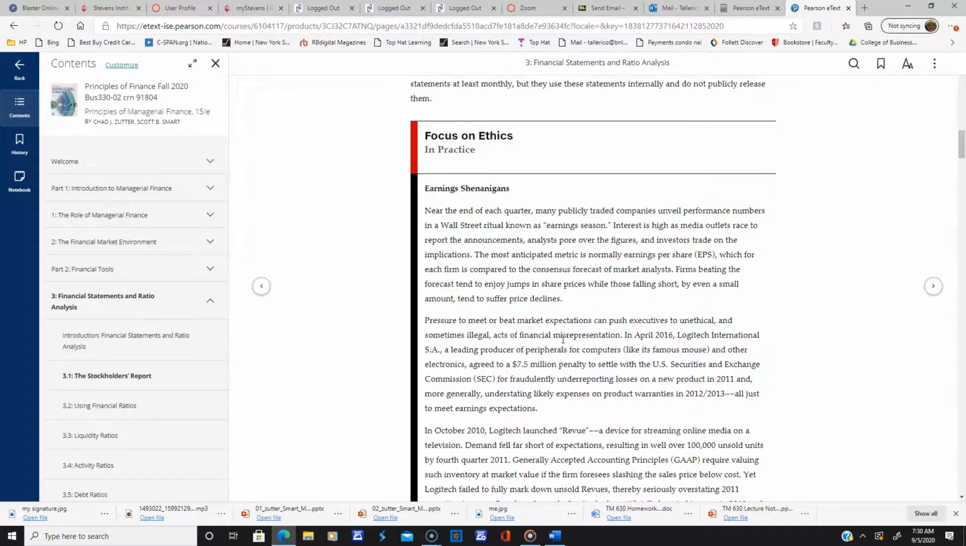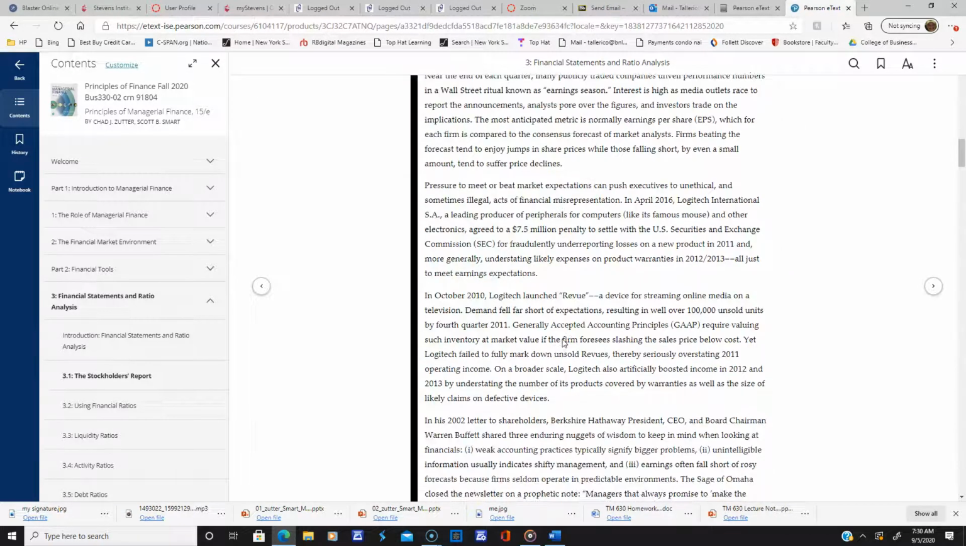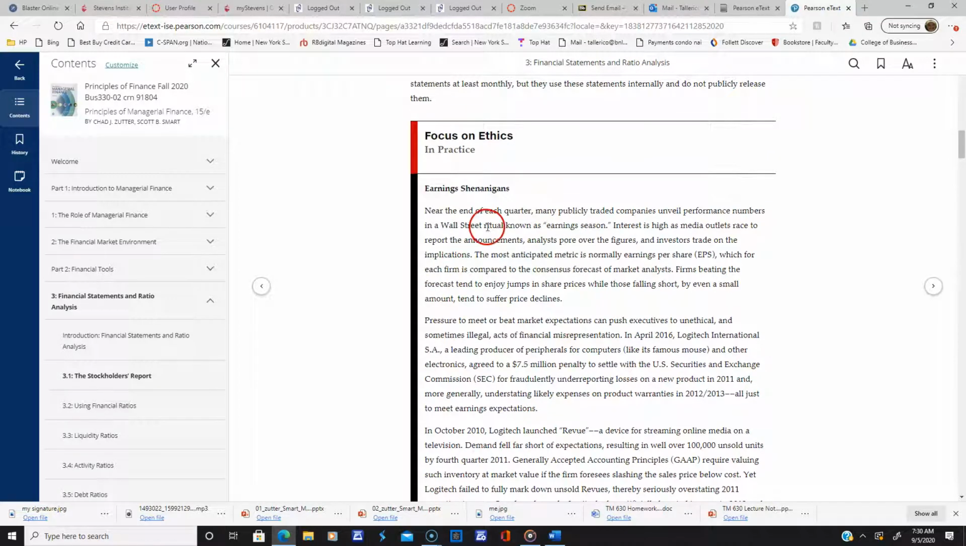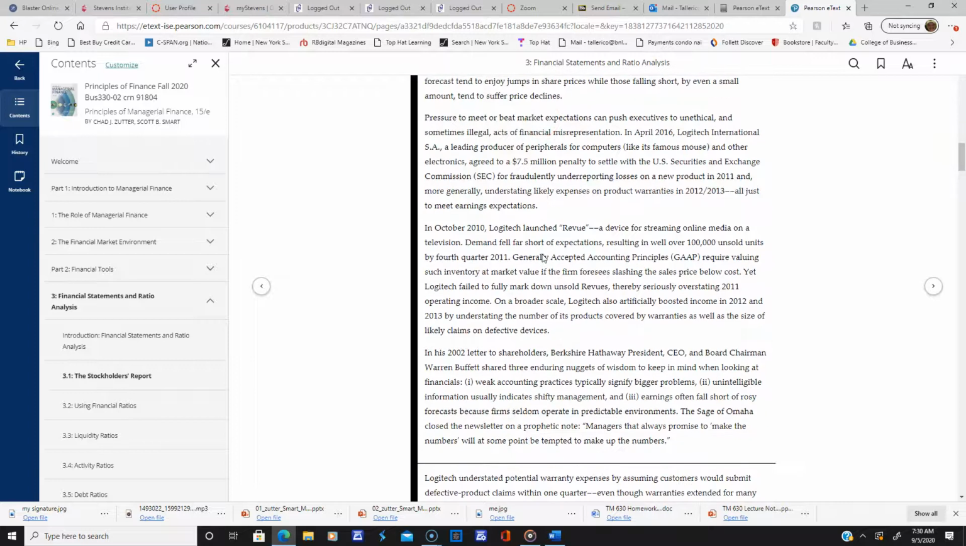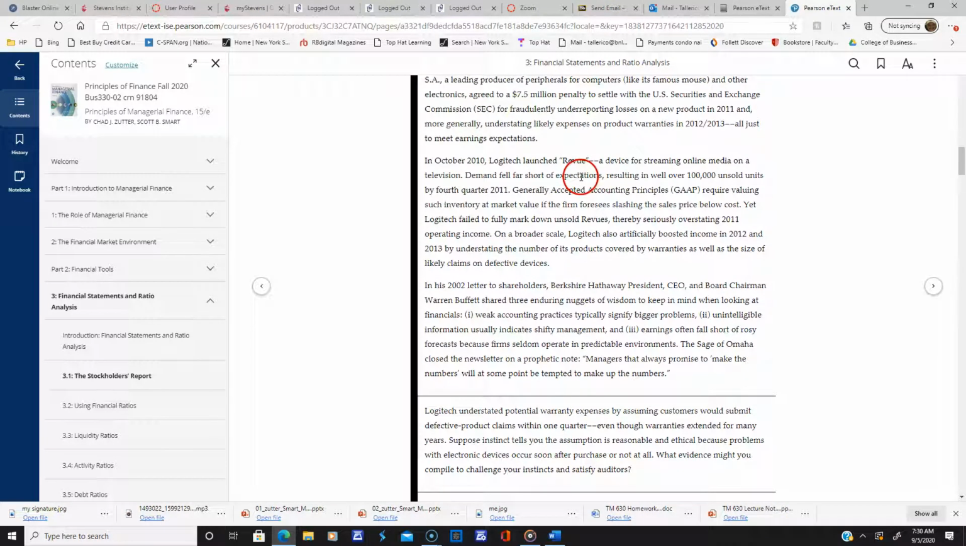All right, now I'm sure some of you are going to or have taken a class in ethics. Ethics is an important concept because there's a lot of earnings shenanigans, as it says here, and this is worth reading about, all the games that are played. And a lot of companies play games to make themselves look better.